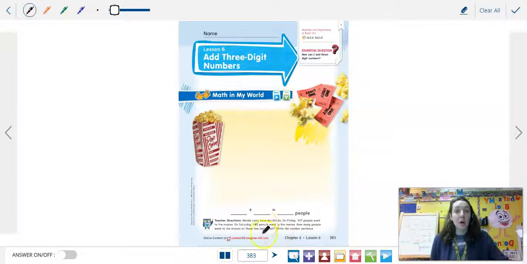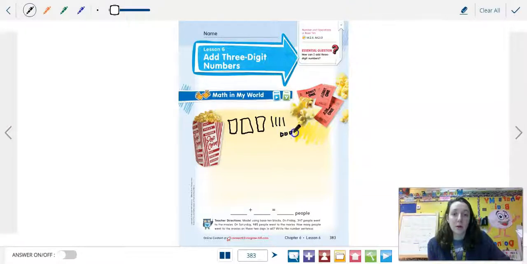Okay, so first of all, in all, I know they already gave us the number sentence, but in all is a clue to us that we're going to add, right? In all together, that means we're going to add it. So on Friday, we have 347. So let's do 300 flats because 300, 40, so 4 10 sticks, and 7 1 cubes.